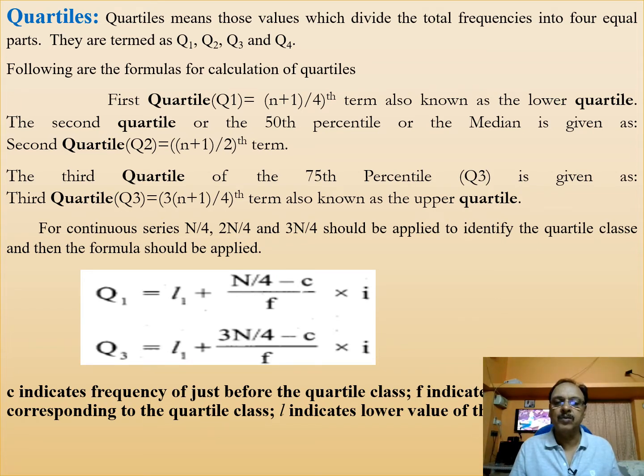For continuous series, you have to identify the quartile class interval by dividing n by 4, 2n by 4 and 3n by 4, respectively for Q1, Q2 and Q3. The Q1 formula is L1 plus (n by 4 minus C, otherwise CF) by F into I. The third quartile is L plus (3n by 4 minus CF) by F into I. Q2 means median, that is already studied: L plus (n by 2 minus CF) by F into I.